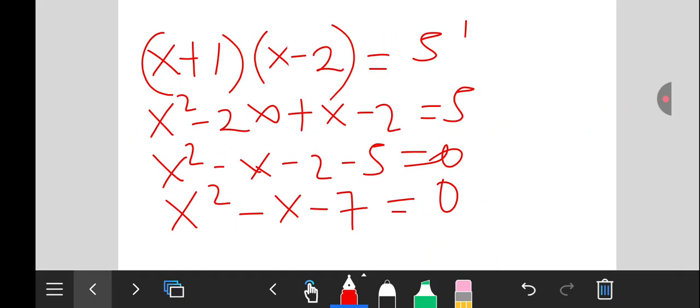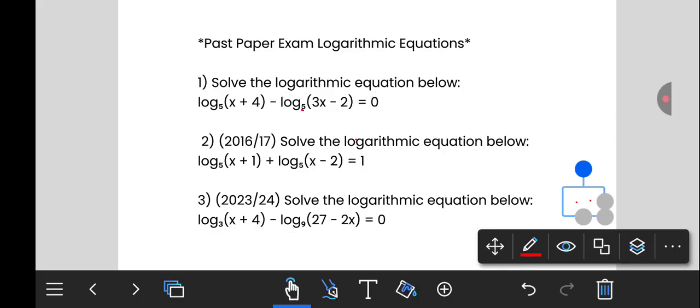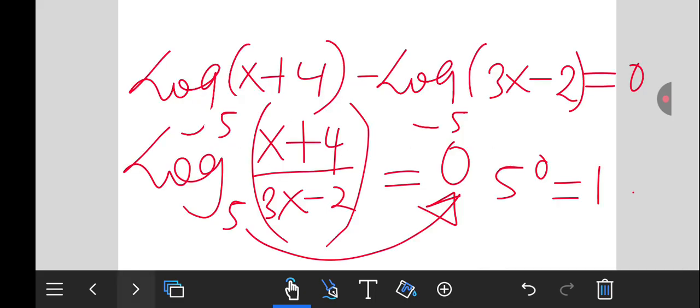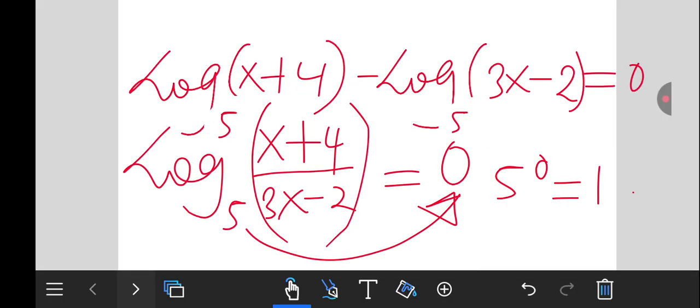Let's now move on to the last question. The last question was extracted from the 2023/2024 exam. Solve the logarithmic equation. This is the last year question for Math 1120, which came on logarithm. Okay, let's solve this. It is log x plus 4 base 3 minus log 27 minus 2x base 9 is equal to 0.